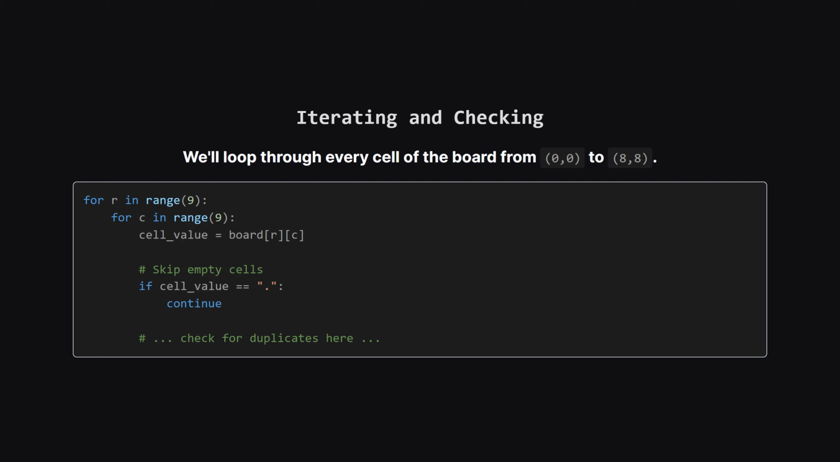Now we just loop through every single cell. We can use a nested loop, with r for the row index and c for the column index. Inside the loop, we first check if the cell is empty. You know, if it's a dot. If it is, we don't care about it, so we just move on to the next cell.